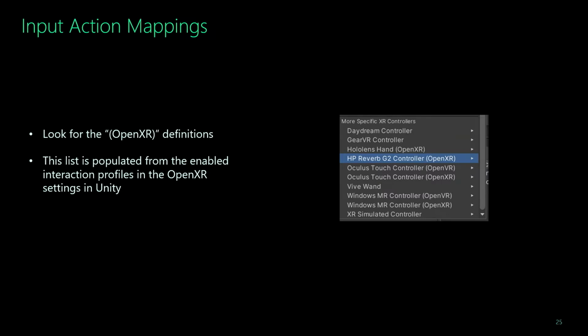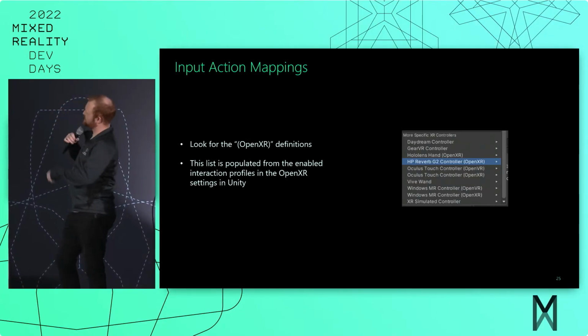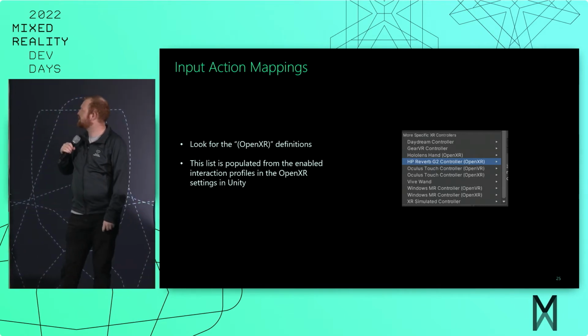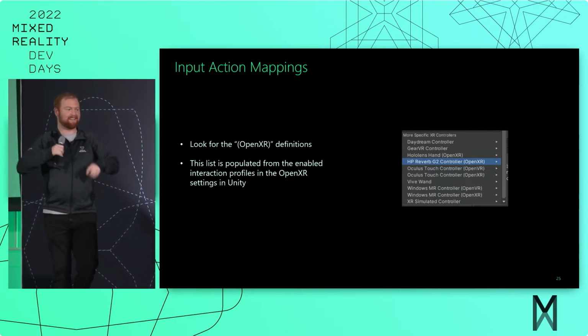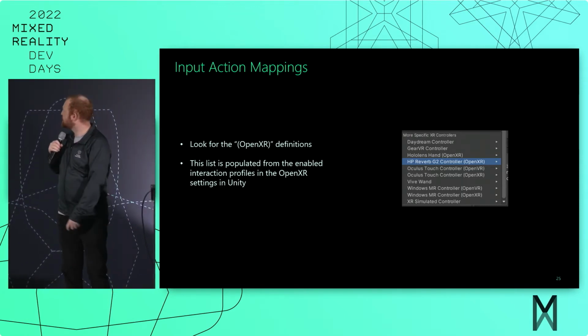And I mentioned before, when you add that interaction profile to your OpenXR settings, that triggers a code path that registers the layout with the Unity input system itself. And then you'll start seeing these little names with OpenXR in parentheses at the end of them pop up. Between Unity and us, we've tried to be consistent to make it obvious when certain controllers have old OpenVR mappings as well, just to make it obvious that you are correctly mapping against the OpenXR ones. So that's something to look out for.